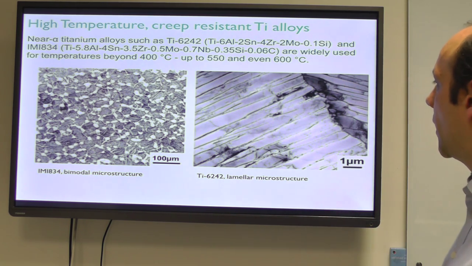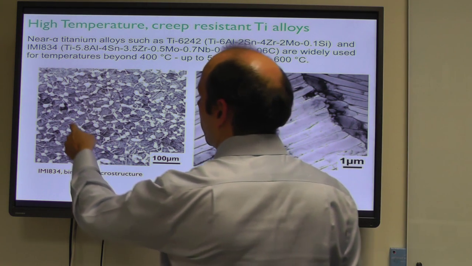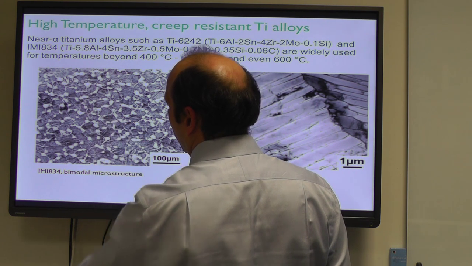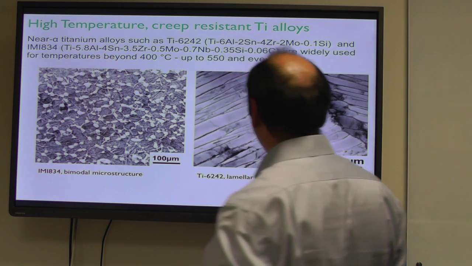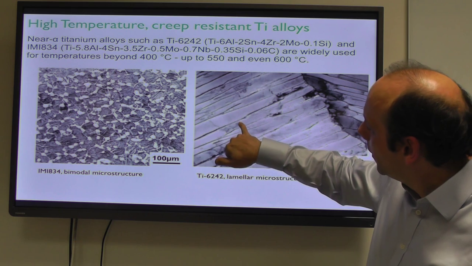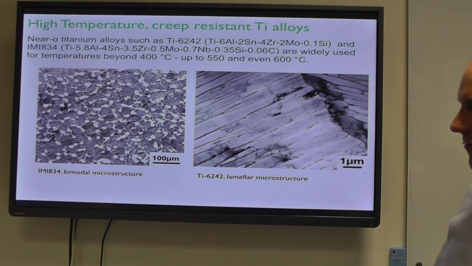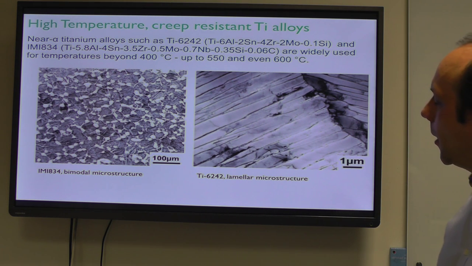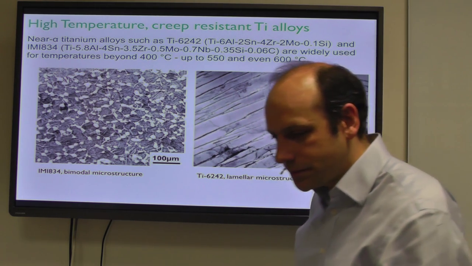This is figures from Lütjering and Williams for them in two conditions. This is IMI-834 in a bimodal microstructure. You can see the primary alpha grains. You've got some grain boundary alpha there on the beta subgrains probably, and then some lath alpha in between. This is 6242 with a lamella microstructure. There's the lamella, and there's very little to no beta in the grain boundaries. I mean, there is a touch, actually, very little. They're near alpha alloys. And the beta there means that it's relatively hard to traverse these things.